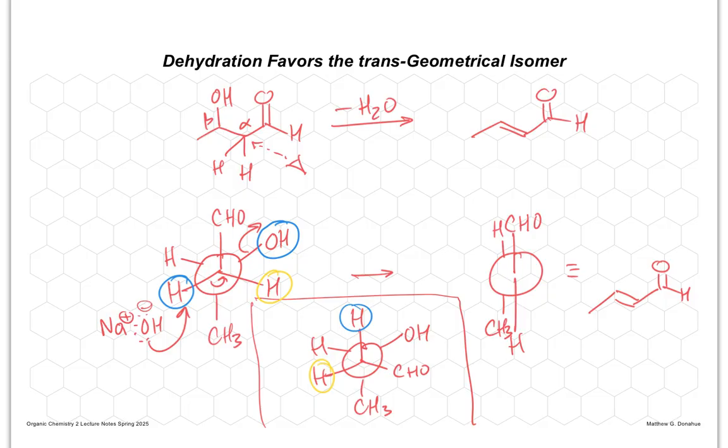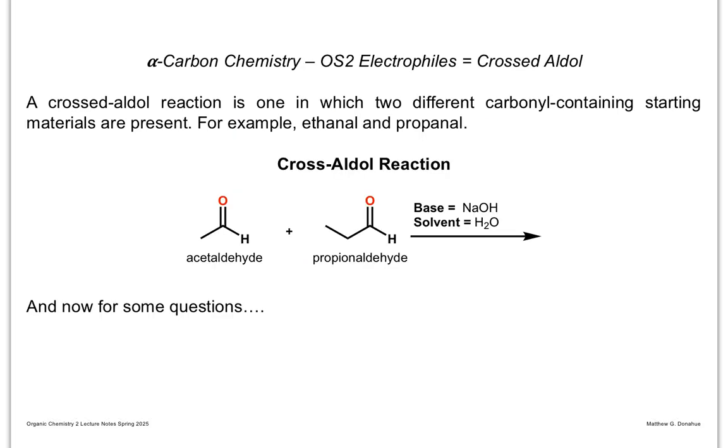So the aldol product itself, the beta hydroxycarbonyl, that's stable. But under forcing conditions, you can dehydrate it. And then the trans geometry of the alkene would be favored. Any questions?